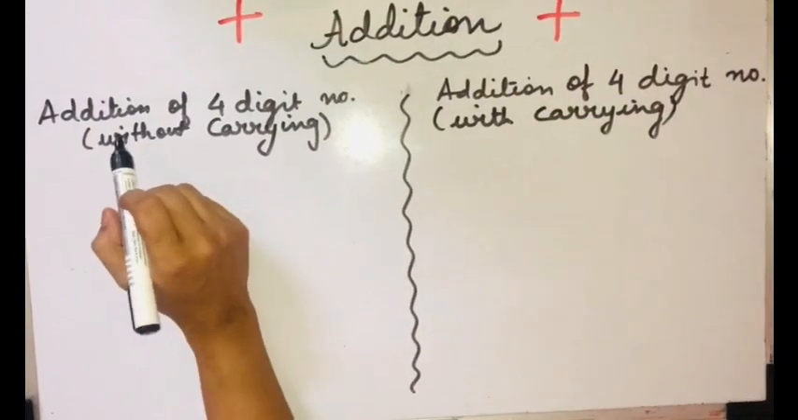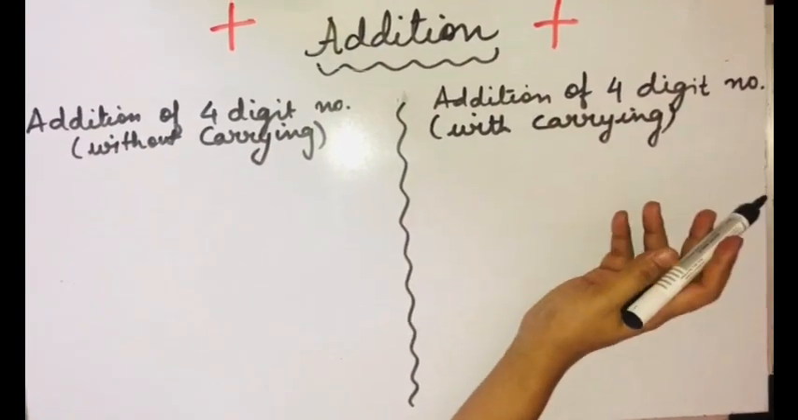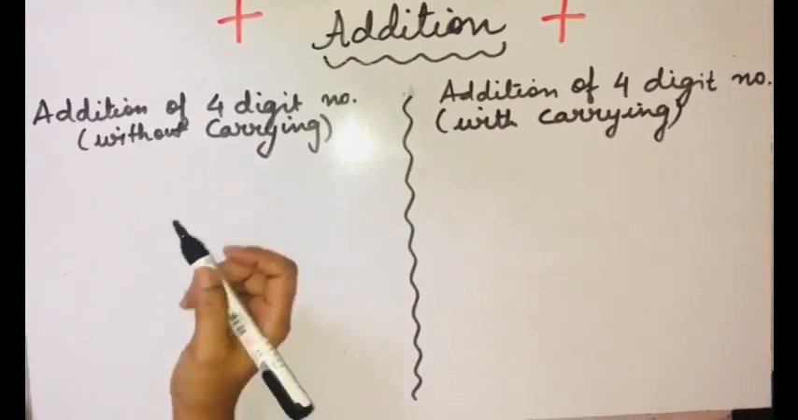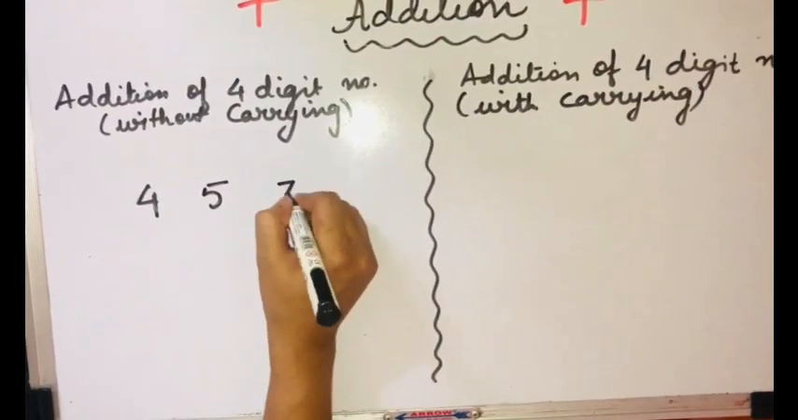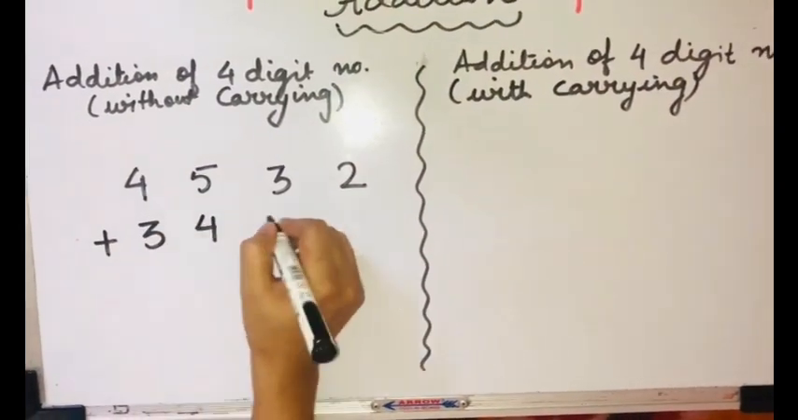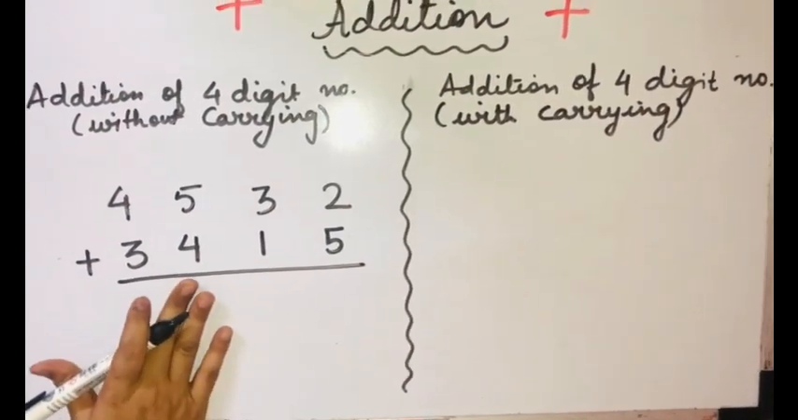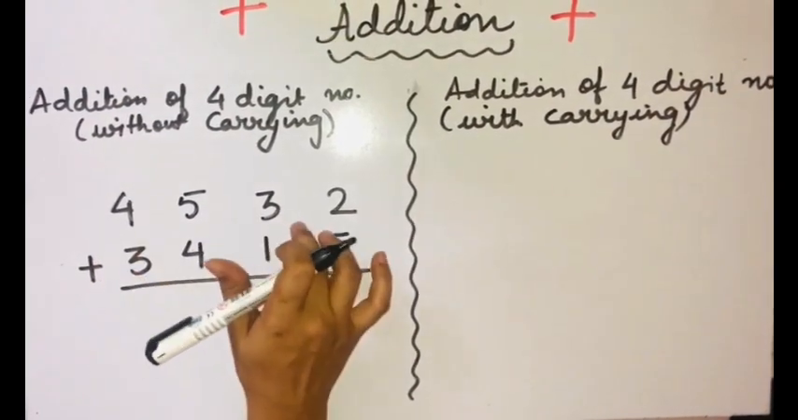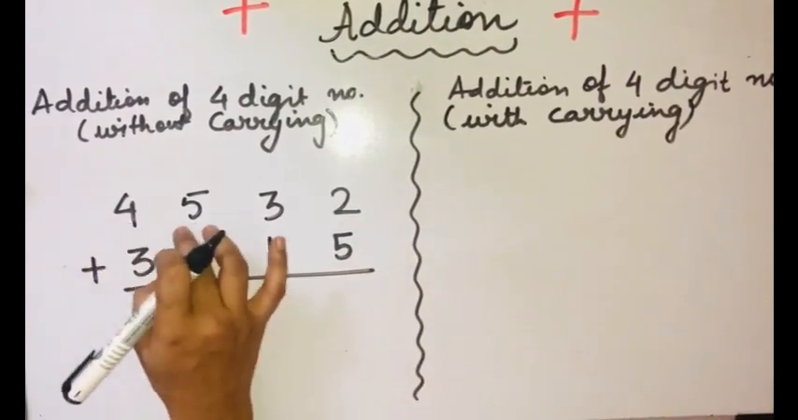So we'll discuss about addition of 4-digit number without carrying, then addition of 4-digit number with carrying. Let us take one example. 4, 5, 3, 2 plus 3, 4, 1, 5. The first thing about this is when we say 4, 5, 3, 2, that means we are talking about single digit. But this is not 4, 5, 3, 2.